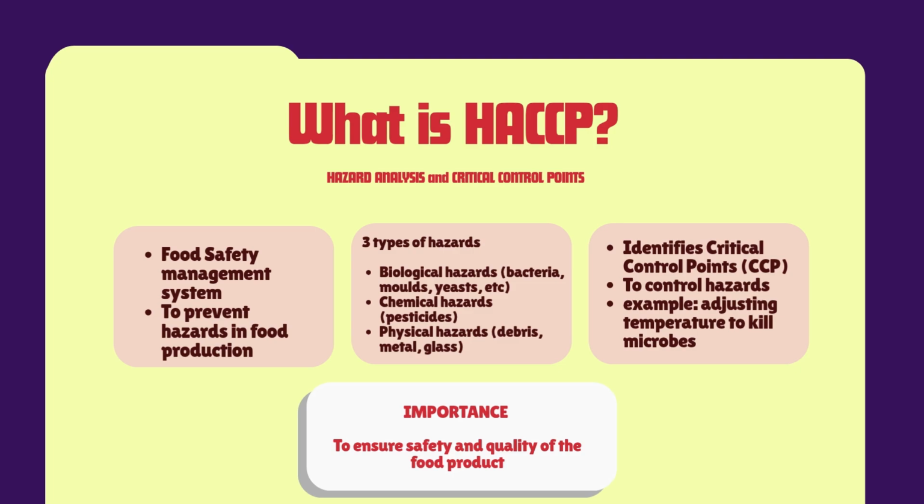This system focuses on preventing problems before they happen by identifying the critical control points where hazards can be controlled. For example, adjusting temperature to kill microbes such as bacteria. Overall, HACCP is important because it helps ensure food like chocolate is safe and has good quality.